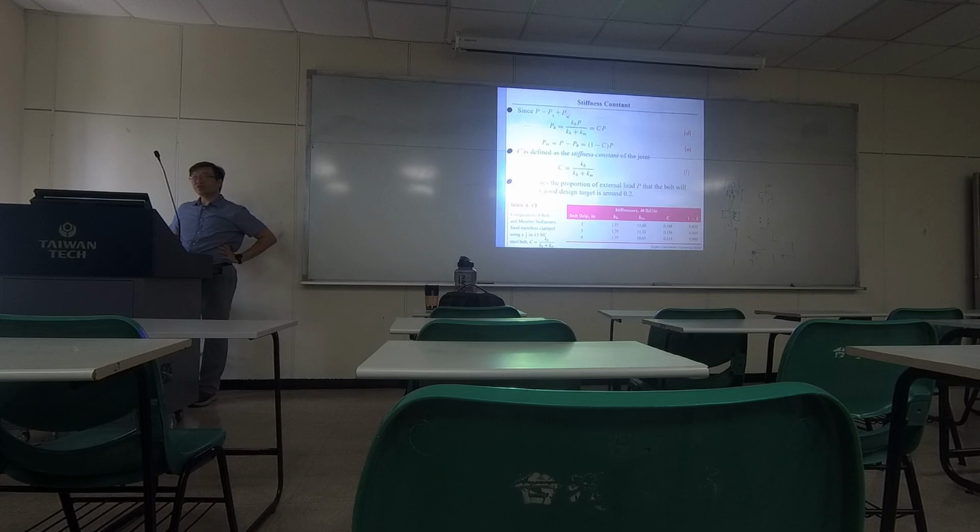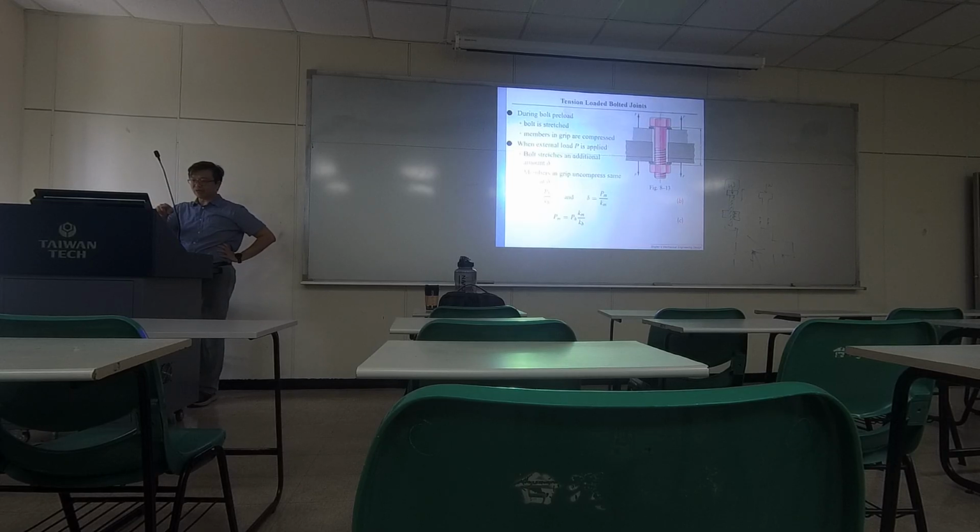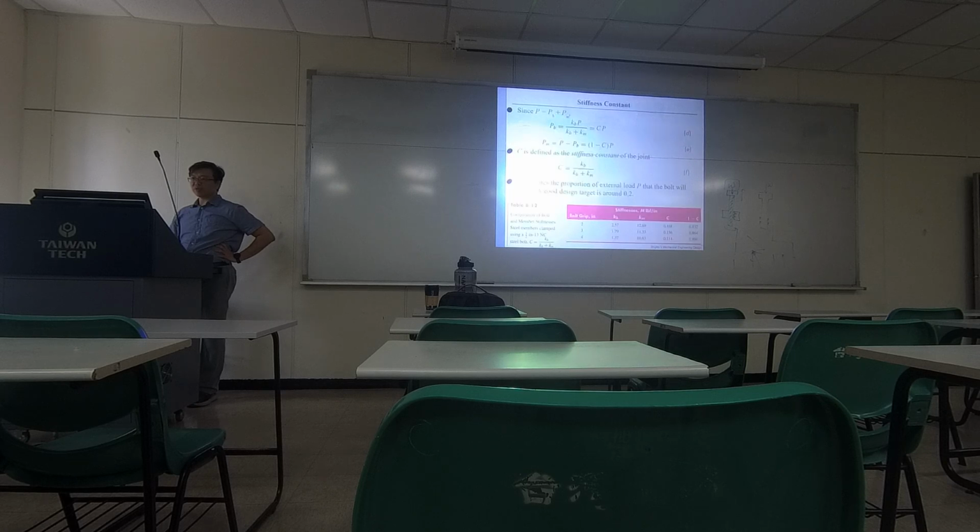From the previous slide, you know the force inside the member equals PB over KB times KM. So you can end up with this equation. The force inside the bolt would equal this, and the force inside the member equals this. And there's a coefficient C, the stiffness constant. It depends on the spring coefficient inside the bolt and the spring coefficient inside the member.